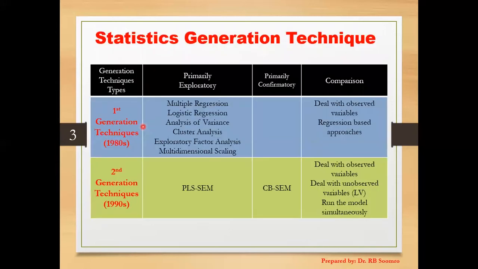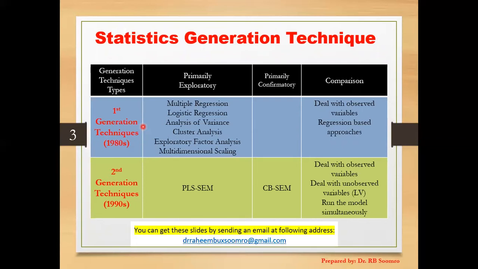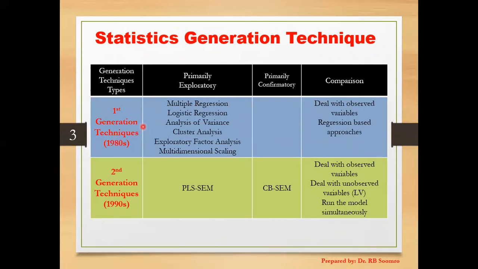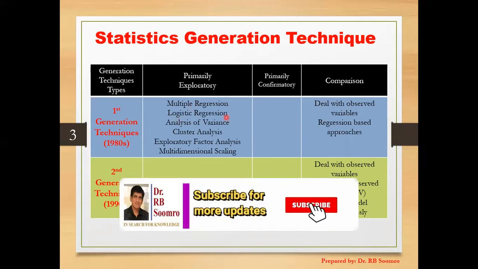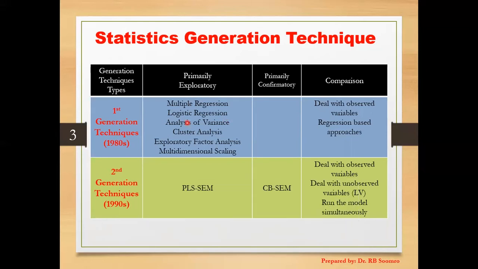First of all, we divide the techniques into two eras, the first generation techniques and the second generation techniques. Let's discuss some of the differences between them. The first generation techniques start at about the 1980s. Primarily we focused on exploratory work at that time, to explore the different things. That's why we were using multiple regression. We were also applying logistic regression on our data. We also used analysis of variance, cluster analysis, EFA (exploratory factor analysis), and multidimensional scaling, just to explore our data.